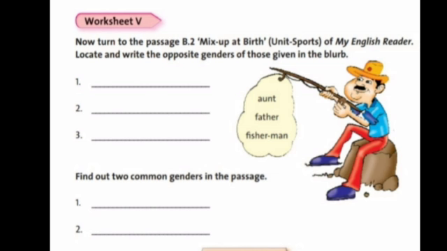In the next exercise, you have to find out common genders in the passage. So students, here you have to find out common gender in the passage of Mix-up at Bedtime. Hope you know about common genders, because in a previous video I explained what common gender is and how you can identify common gender. So try to read the story and find out two common genders in the passage. Students, worksheet 5 is your last worksheet of this chapter.